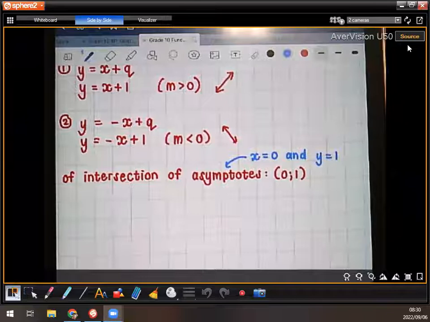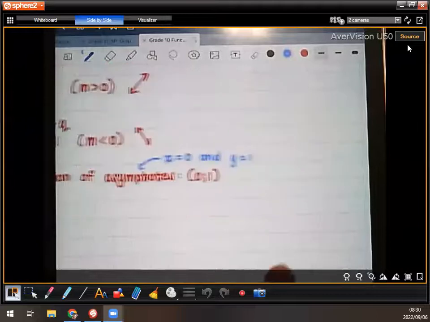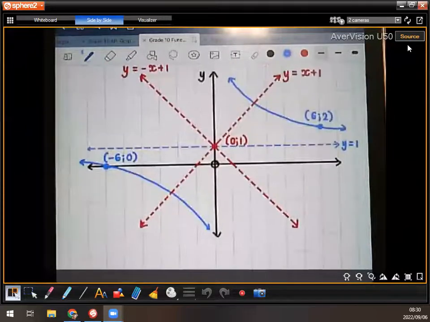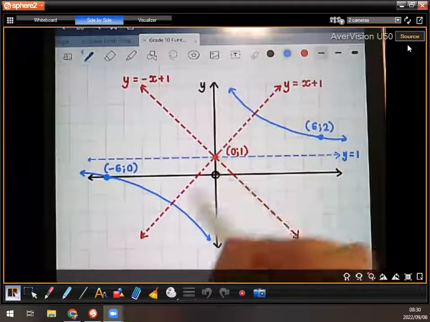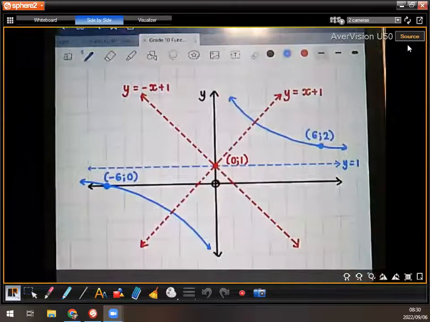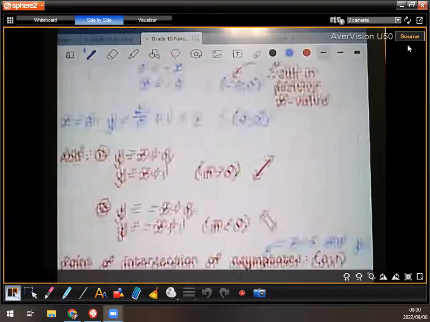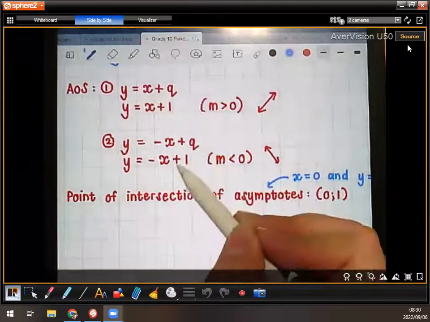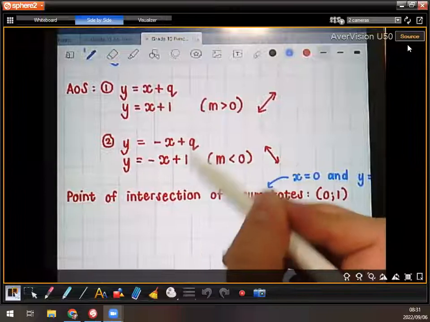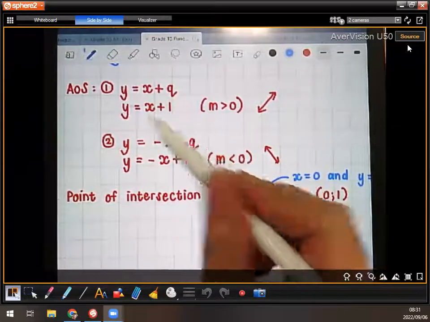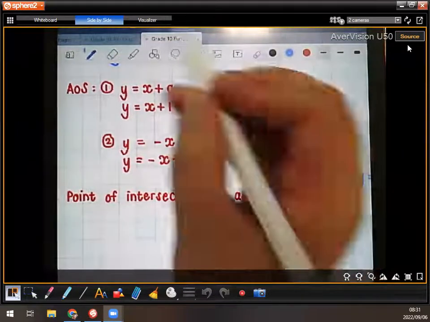So guys, if that is the point of intersection of the two asymptotes, it is also the point of intersection of the two axes of symmetry. I'm going to go back to the graph quickly so we can see that. The point 0, 1, do we see that the two axes of symmetry also go through that same point? Why is that, guys? If we're looking at the equations of the axes of symmetry, what do they have in common? They have the same c value, the same y-intercept, right?